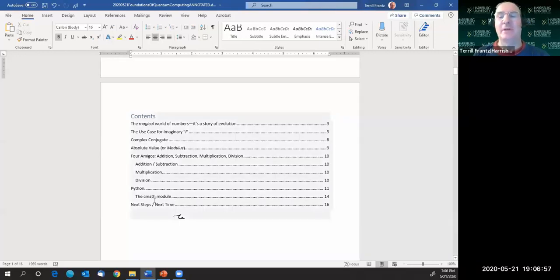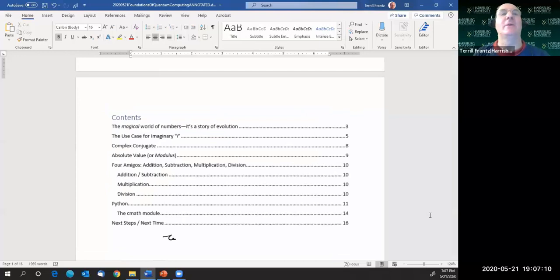Increase the font size. I knew I was going to have to do that. Let me see, I forget how to do it in this thing. Yeah, it's right down here. There we go, thank you.